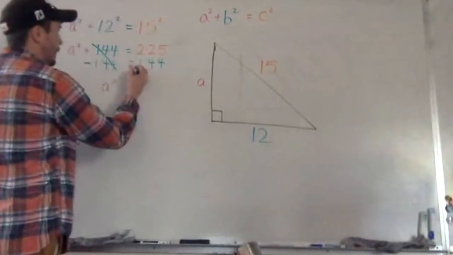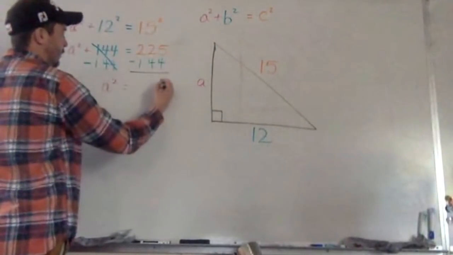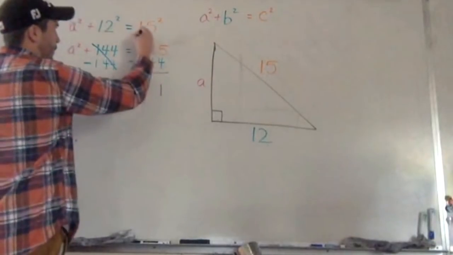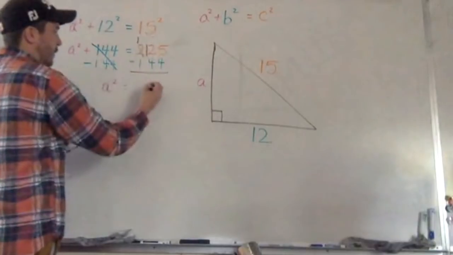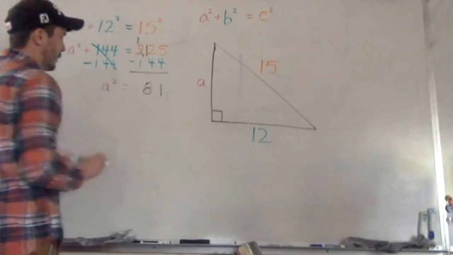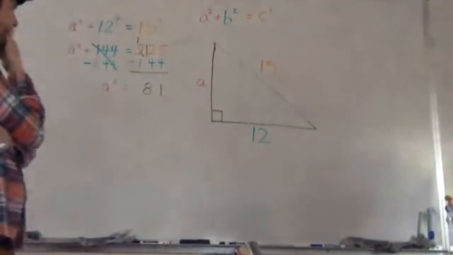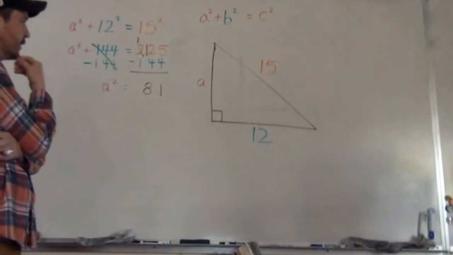5 minus 4 gives me 1. 2 minus 4 can't do that, so I'm going to borrow. So I have 12 minus 4, I get 8. That gives me 81. All right, so that's good.